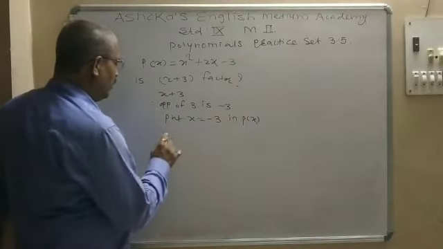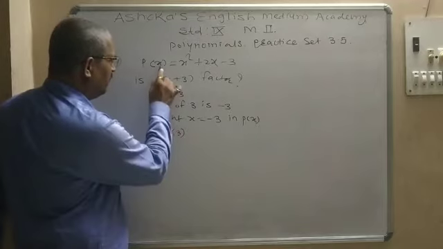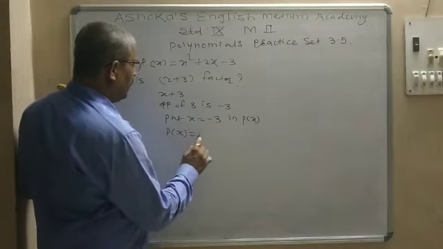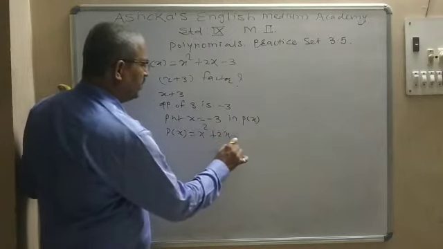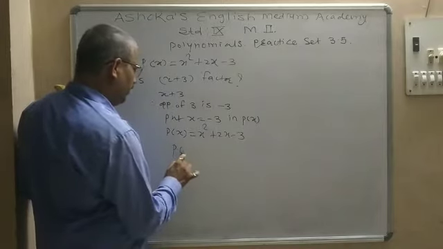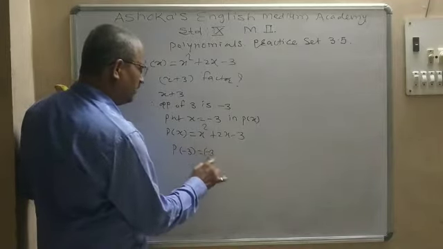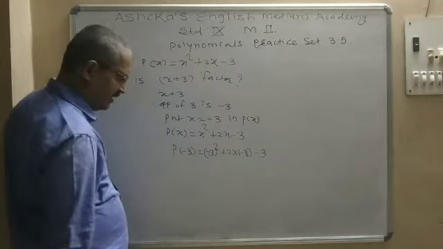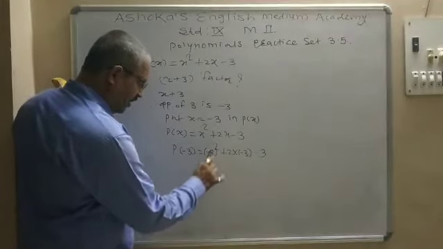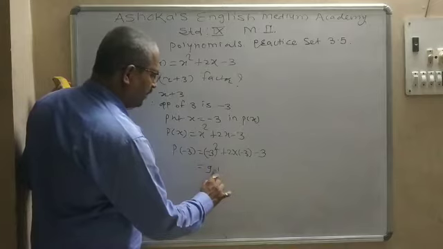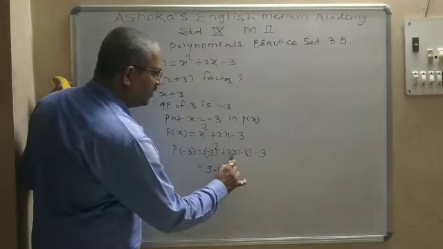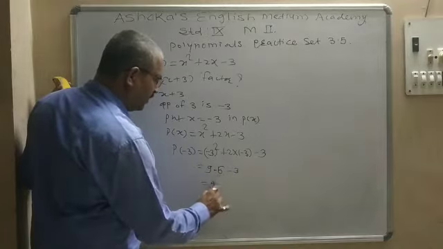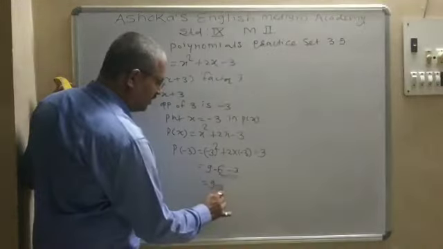Okay. Now in p(x), first we take the polynomial p(x) is equal to x square plus 2x minus 3. Then p(minus 3) is equal to (minus 3) square plus 2 into minus 3, and this minus 3 is as it is. Now minus 3 square means positive 9. Multiplication of negative and positive, that is minus 6 will come, and this is minus 3. Adding 9, minus 6 and minus 3 gives minus 9 plus 9.